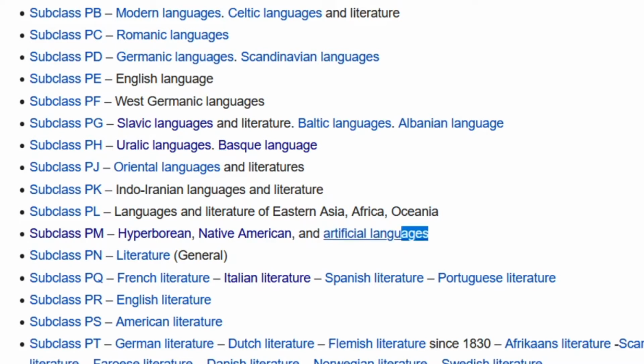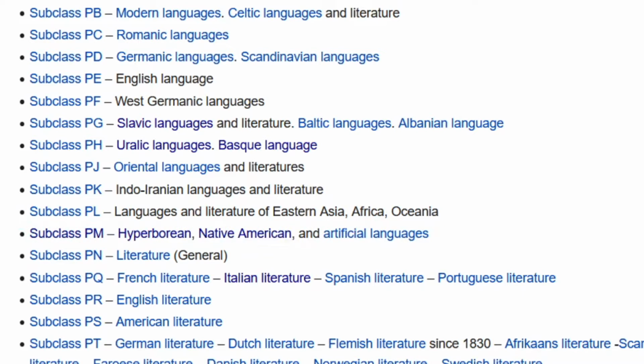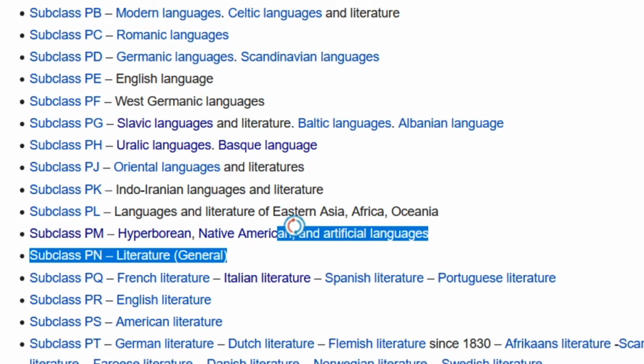And then you'll see in some descriptions of subclass PM, they'll say Indian instead of Native American. But what they really mean is Native American, and probably more so focused on North America if you're in a library in the US, because a lot of the literature about the languages of the indigenous peoples of Central and South America, I imagine, would be written in Spanish.